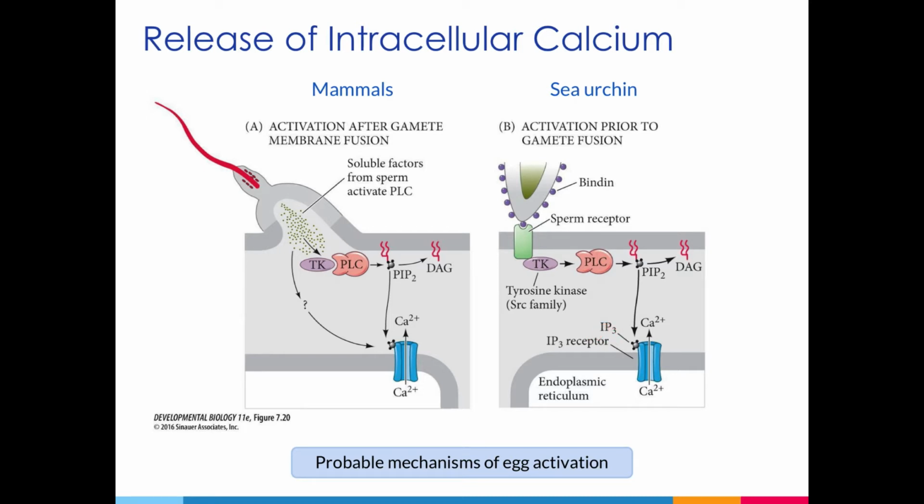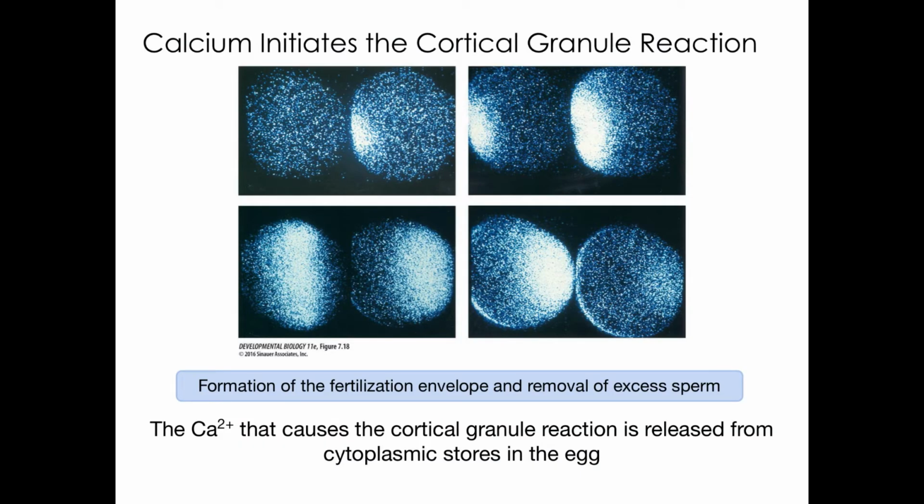IP3 binds to receptors in the endoplasmic reticulum that allow the release of calcium. So the IP3 basically serves to open these calcium channels that are localized in the endoplasmic reticulum. And recall that the calcium that is released from the endoplasmic reticulum is responsible for the cortical granule reaction, and that the calcium occurs as a wave.